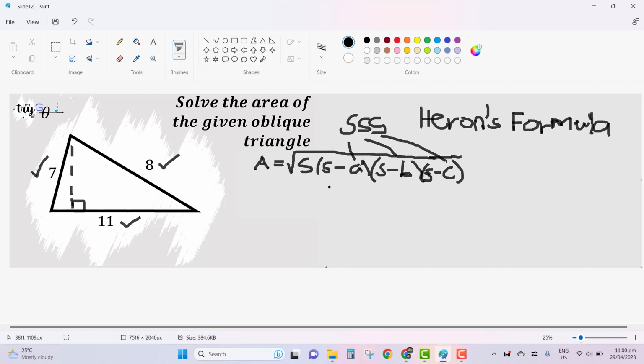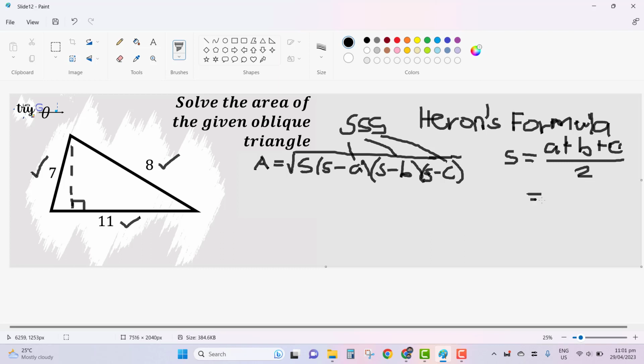However, what we don't know here is the measurement of S. It's not a side, but it's actually defined as a semi-perimeter. It is computed by the sum of three sides. So you have A plus B and then plus C. And you're going to divide the sum by 2. Not 3, because it's not average. We're just going to divide the sum by 2.